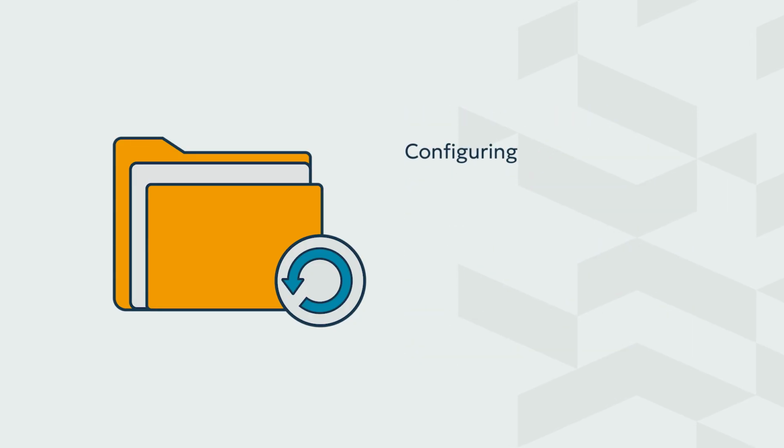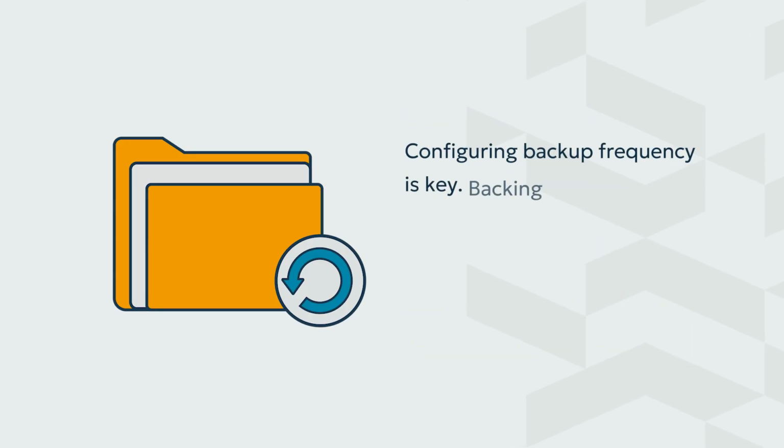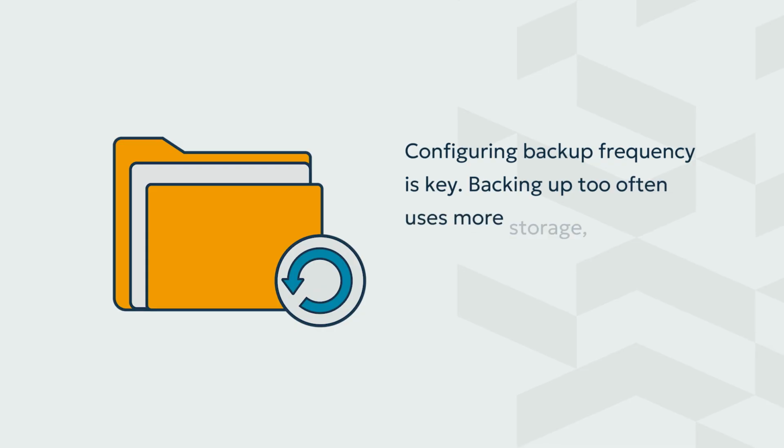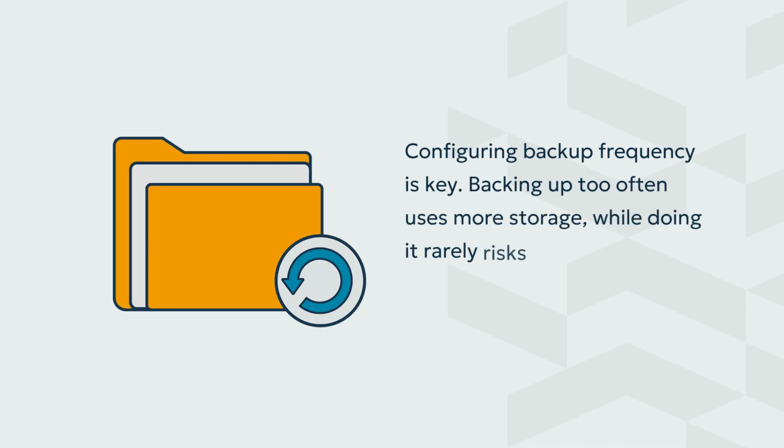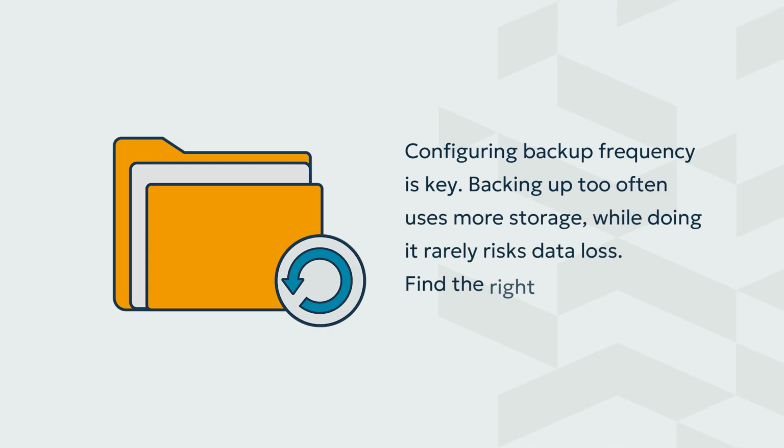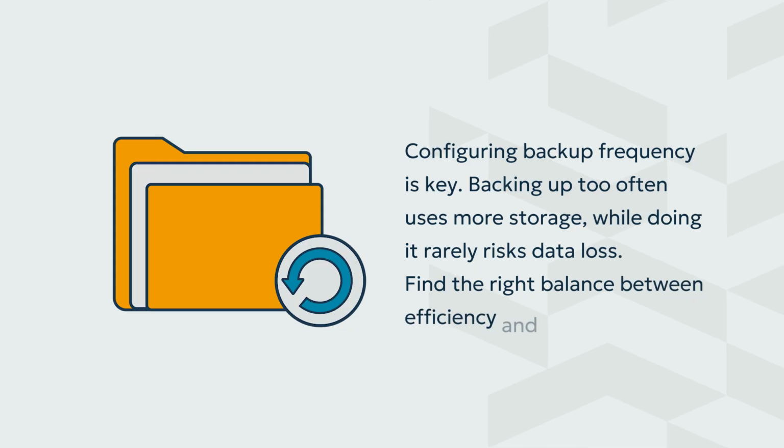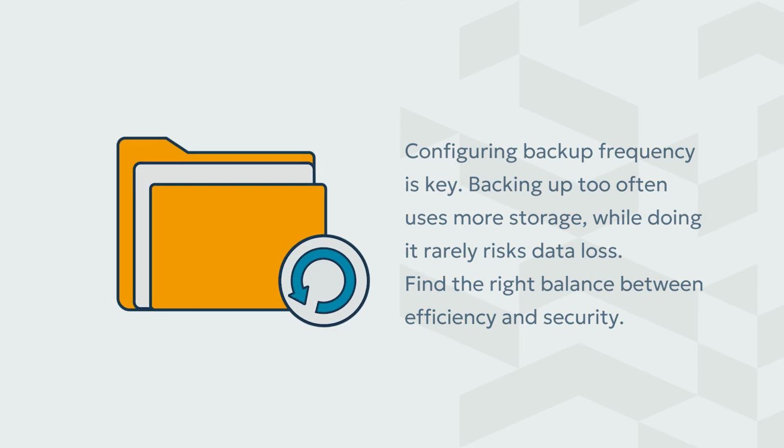Part of putting this feature to good use is to configure the frequency of the backup. Performing it too often keeps your files secure at the cost of precious storage space. Doing so sparingly saves resources but risks data loss. In the end, it comes down to finding the right balance of efficiency and security. Once you have a schedule in mind, you're ready to configure your system's file history.